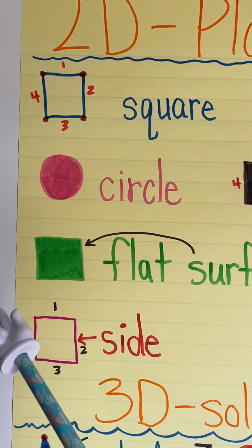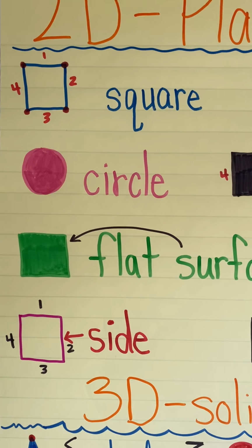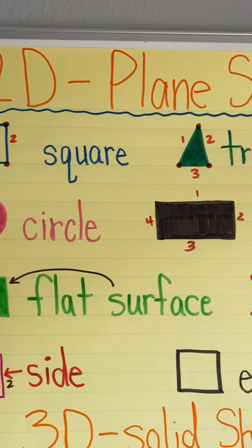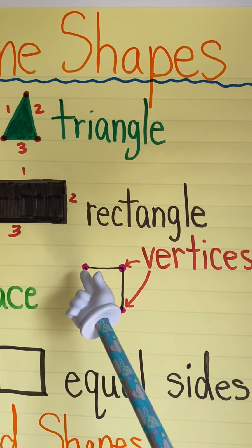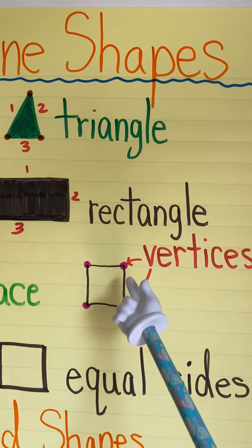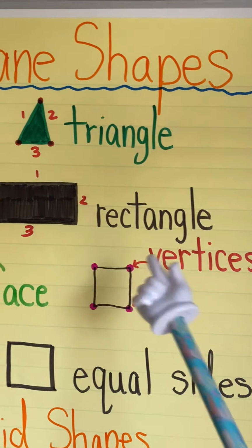The next is the word flat surface. It just means it's flat. It does not take up any space. Therefore, it is a two-dimensional shape. And we went through the vocabulary word vertices. They're the points where these edges come together or these sides come together.